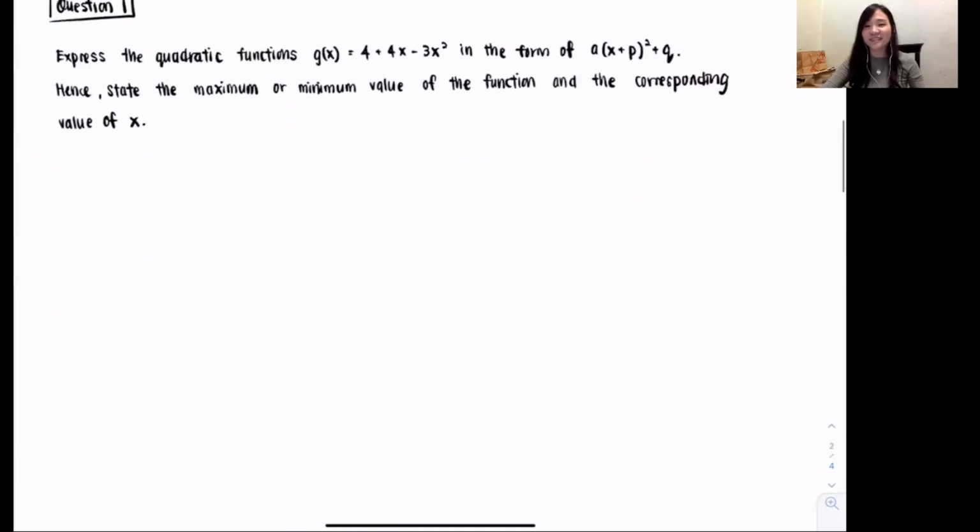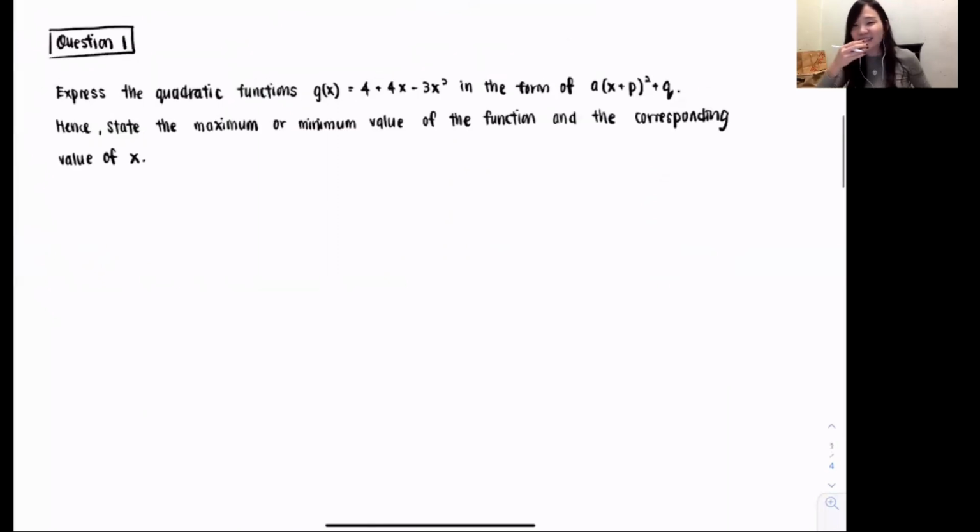So guys, question 1. You know why I laughed? Because I accidentally spoke Mandarin. This question 1, I only have two questions. Express the quadratic function. Let me write it for you. This is the quadratic function, and they want me to express it in the form of the behind part.